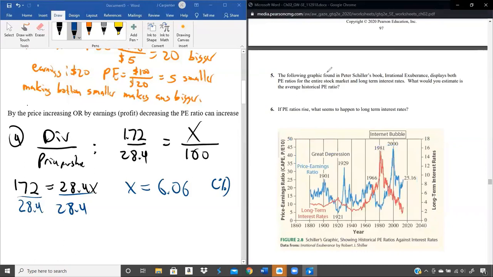Point of this problem. The following graphic displays PE ratios, so those are in blue, and long-term interest rates that are in red. How can you tell? Look at the colors of the words. What would you estimate is the average historical PE ratio? The PE ratios are based on the left numbers where it says PE ratio. So this is about a 20, this is about a 25, this is about a 32, 33, somewhere like that. Up here at 2000, it's about 45.